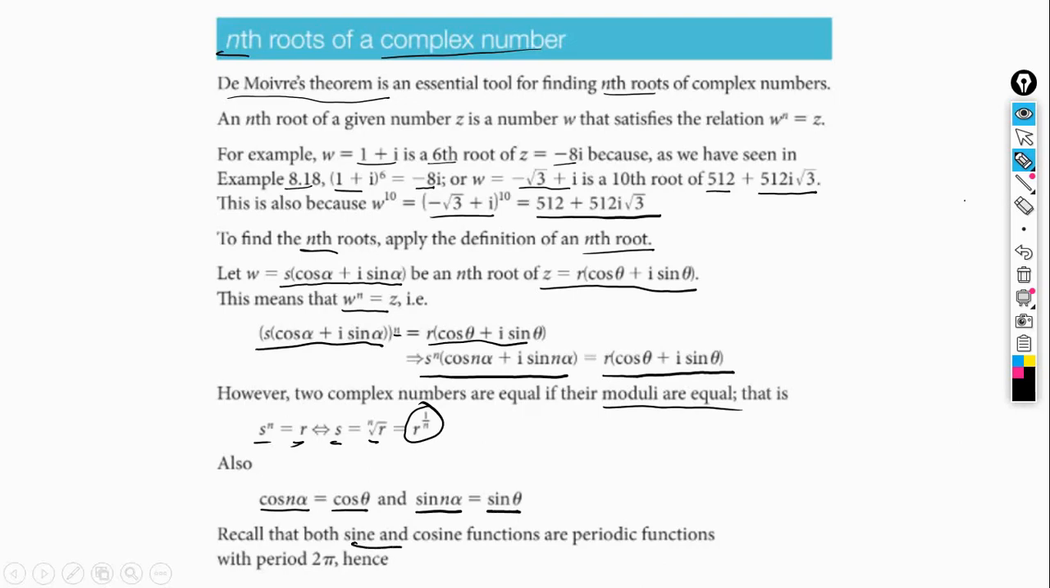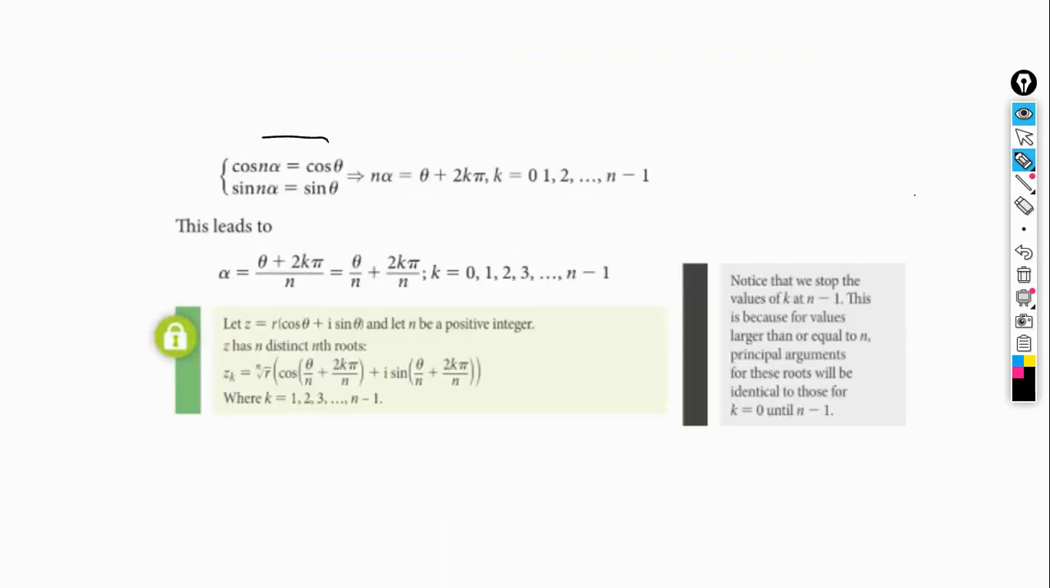Now recall that both sine and cosine are periodic functions with a period 2 pi. Hence, from this relationship, we get that n times alpha is equal to theta plus 2k pi for k equal to 0, 1, 2, all the way to n minus 1. So this leads to this. Alpha is equal to theta plus 2k pi divided by n. And we can separate this into two expressions: theta divided by n plus 2k pi over n, for k equal to 0, 1, 2, 3, all the way to n minus 1.